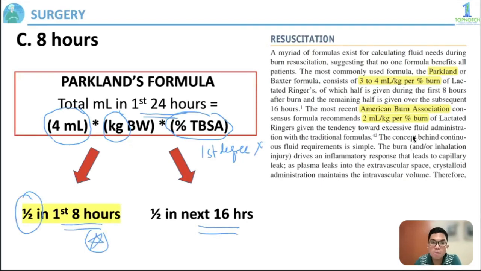Just remember, yung Parkland formula, so 3 to 4 yung ginagamit nating value. However, if the question asks naman yung latest na American Burn Association or like modified Parkland, you use a lower value na 2 ml. So, mostly naman, the Board of Medicine still sticks to the term Parkland's formula. Okay?